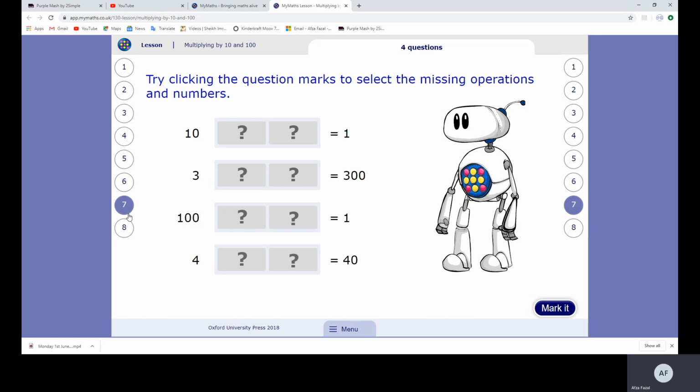Try clicking the question marks to select the missing operation and numbers. So 3 times something is 300. 10 divided by 10 is 1. 100 divided by 100 is 1. 4 times 10 is 40.